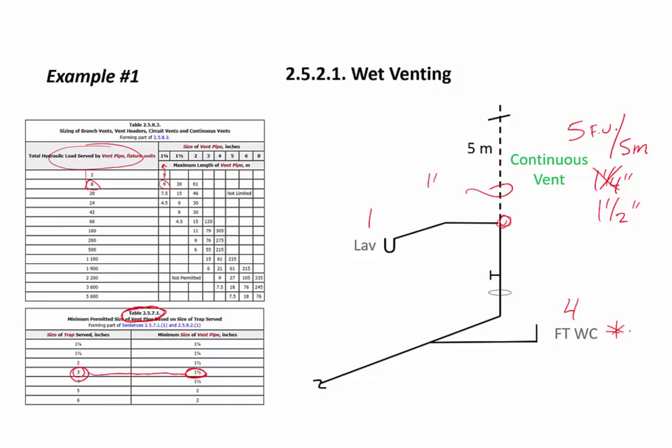Bottom line is, whenever there's a dry vent serving a water closet, it must be minimum 1.5 inches, and any wet vent serving a water closet must always be minimum 2 inch.